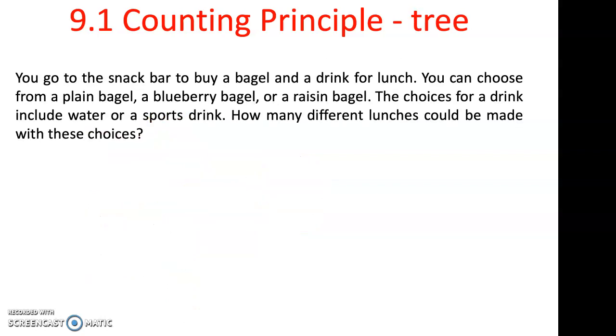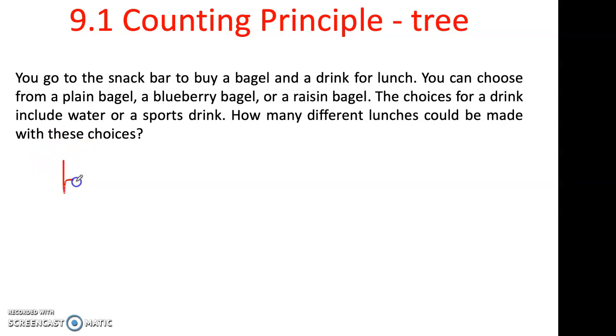The next problem: you go to the snack bar to buy a bagel and a drink for lunch. You can choose from a plain bagel, a blueberry bagel, or a raisin bagel. The choices for a drink include water or sports drink. How many different lunches could be made with these choices?